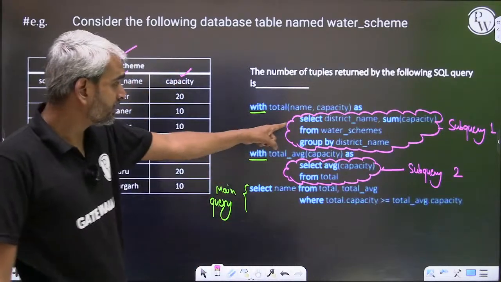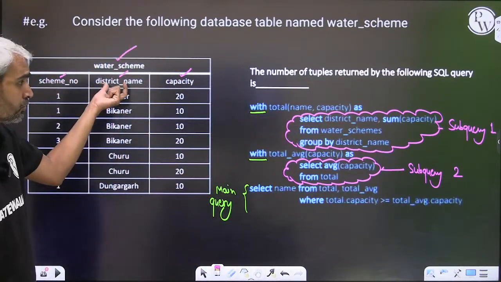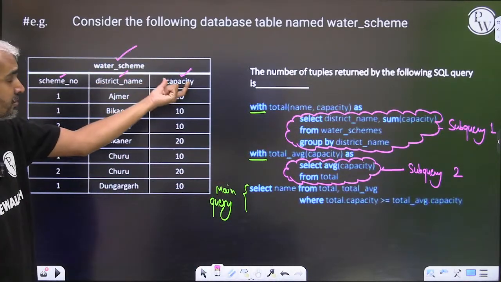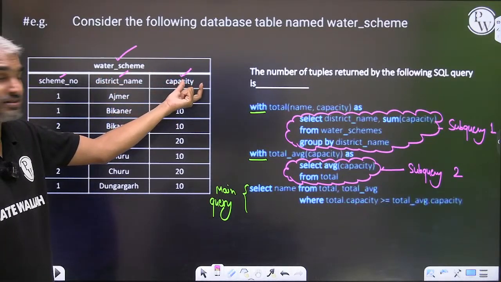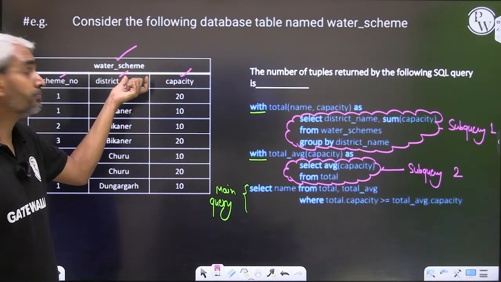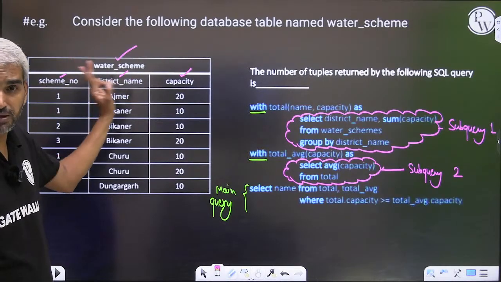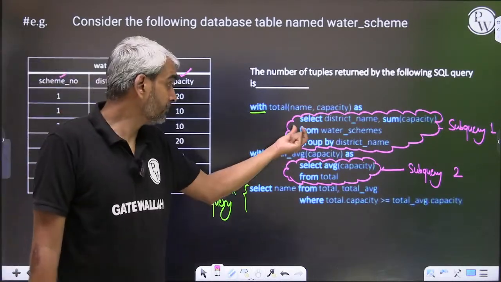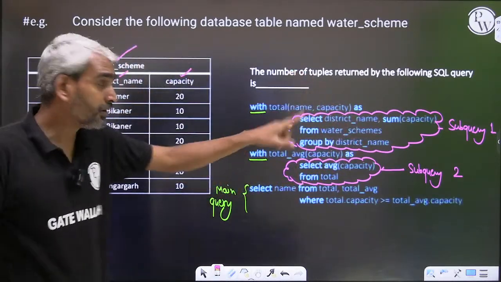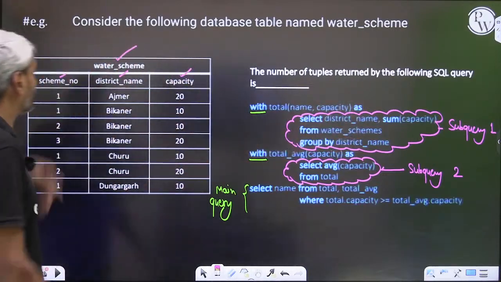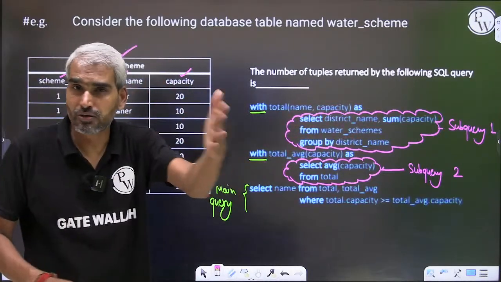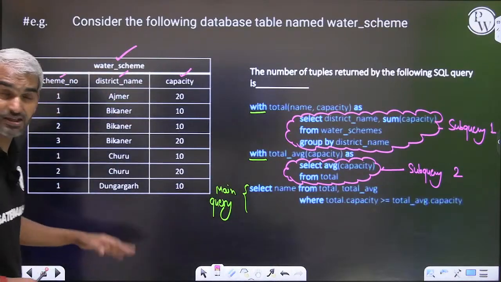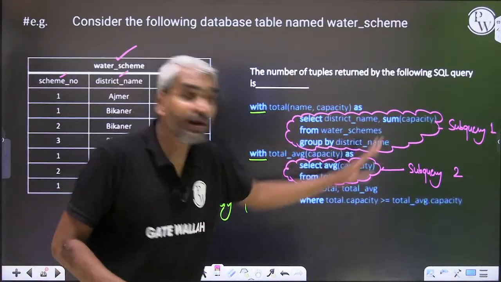Now look at this query. Select district name, comma, sum of capacity. So the moment you say district name along with sum of capacity, you will have to group them based on district name. So from water scheme, take this relation water scheme. Do you have any where clause? No, sir, no where clause. Therefore, all the tuples will be selected. Then group them by district name.